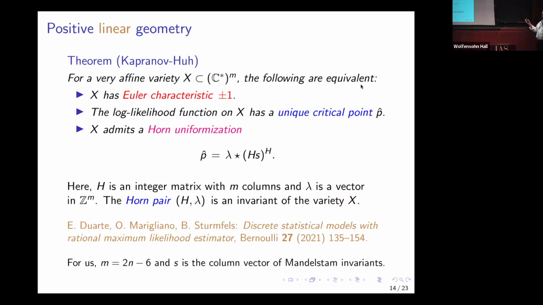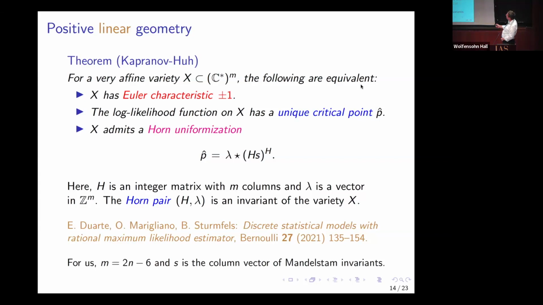So just as a topological space, this open complex variety has Euler characteristic 1. And that Euler characteristic is equal to the number of master integrals. So in the Feynman discussions on Monday morning, this is the number of master integrals, and there's only one. Second condition: the log likelihood function on x has a unique critical point p hat, and the equivalence of 1 and 2 is not so difficult, knowing the relationship with the Euler characteristic. So that's the second condition.